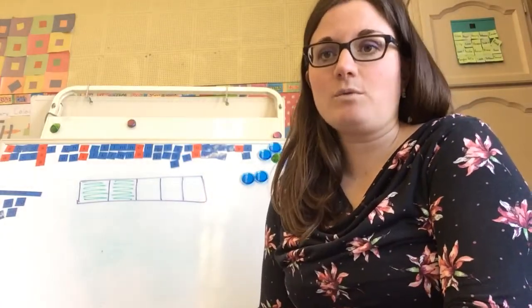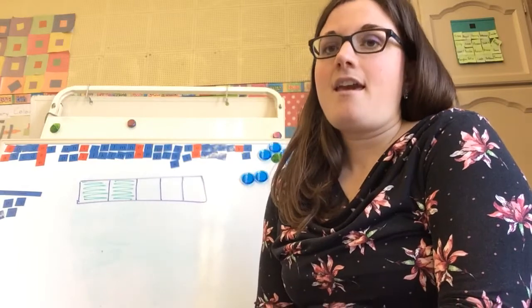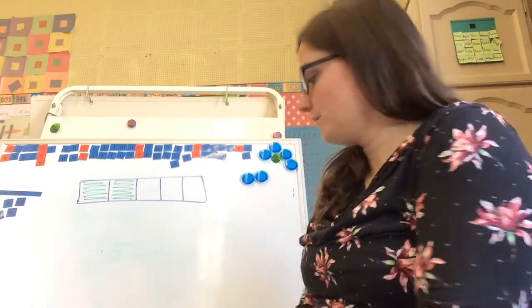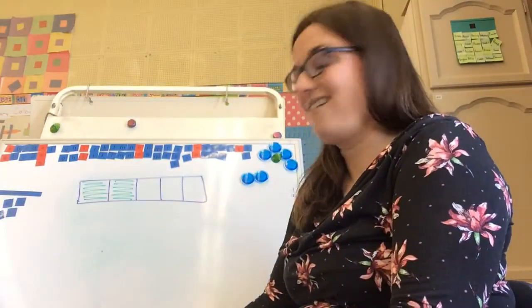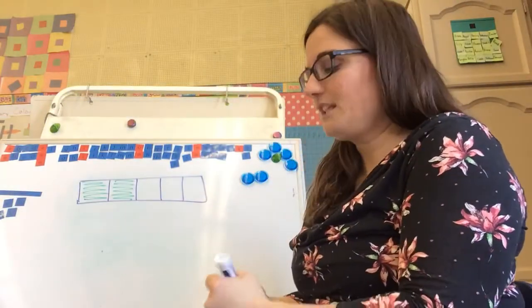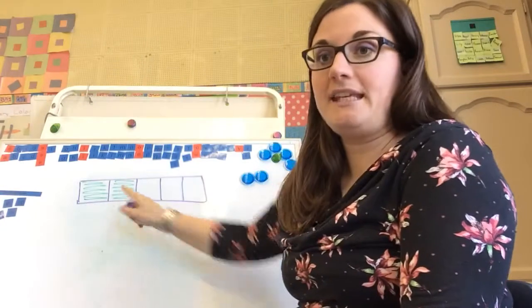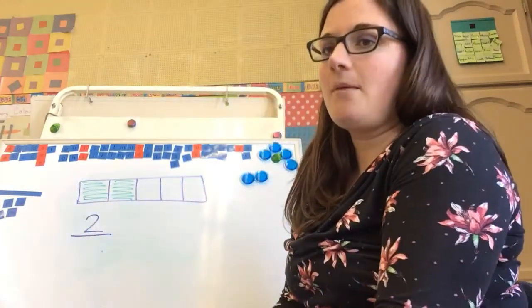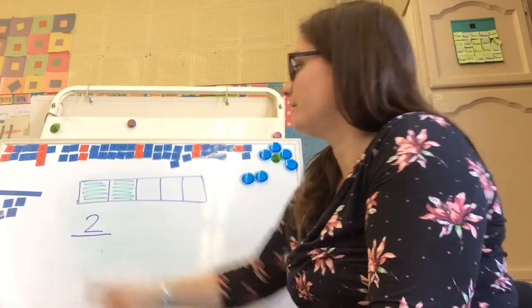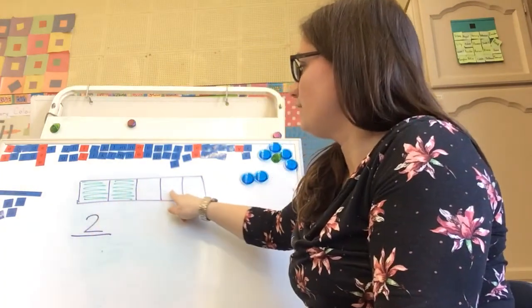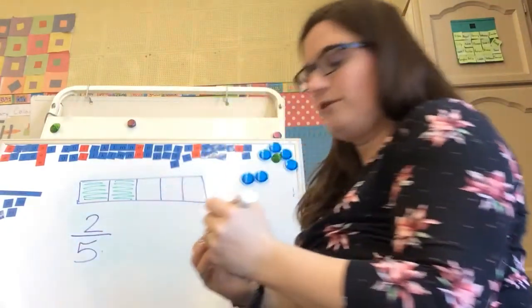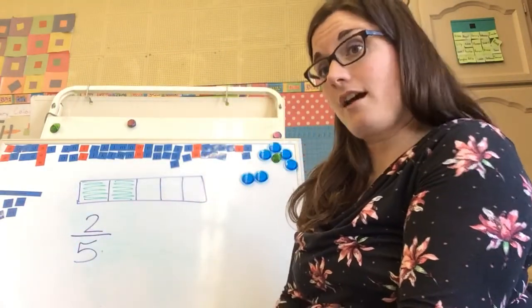Okay, we're going to do some more work with fractions today. And we are going to start with what's on the board. I hope you can see. So we're going to write a fraction for what's colored. Okay, so we have 2 pieces colored. So we're going to write 2 over. And how many pieces are there all together? 1, 2, 3, 4, 5. Okay, so 2/5 of our pieces are colored.